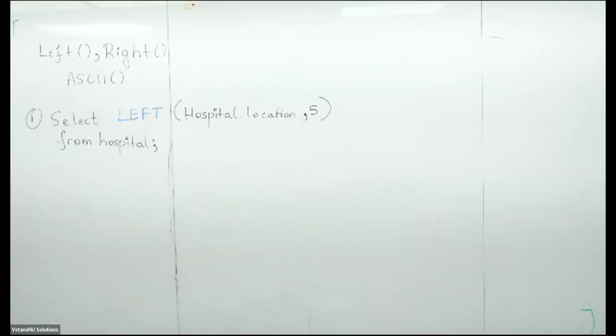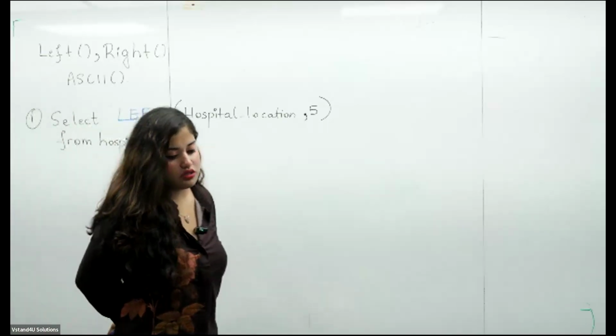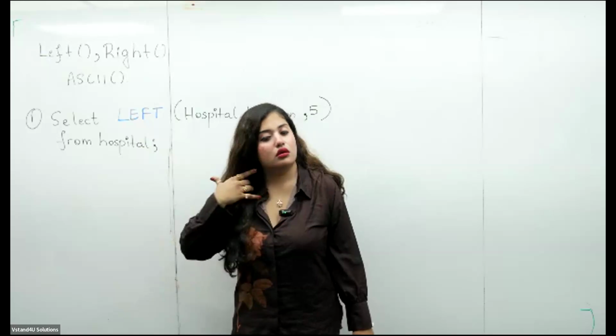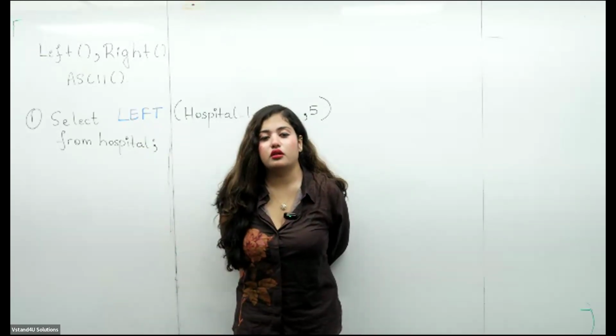Take down the next question. Write a query to get the first 3 characters from the hospital name, for a specific hospital having hospital code 101.